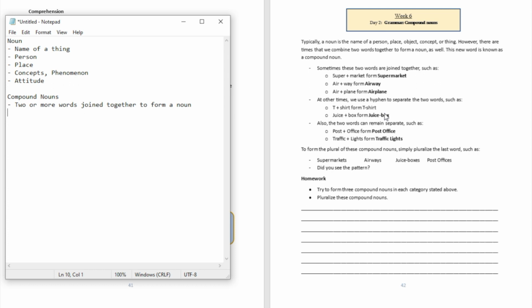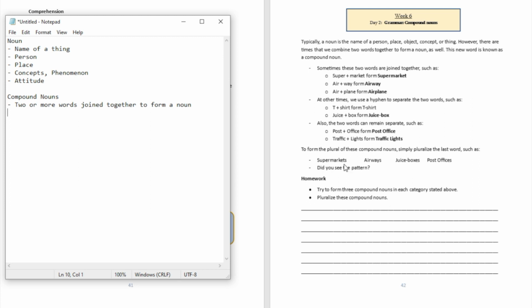So that's the reason you've got to read journals, you've got to read your books and read your Bible. You're going to see how these words are used and spelled in real life, and you are going to become masters of them. All right. So your homework right now is to try to form 3 compound words in each category stated above: in a category where the compound words are joined together, in a category where the compound words are separated by a hyphen, and in a category where the compound words are separated by just a space. All right, and then try to pluralize these compound words.